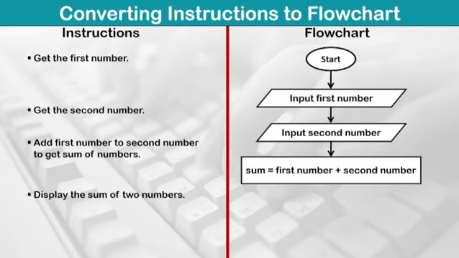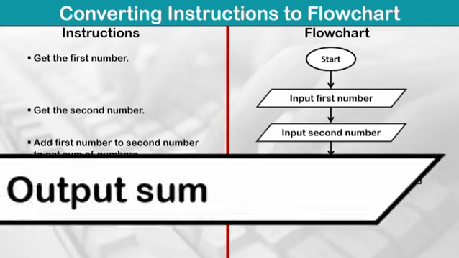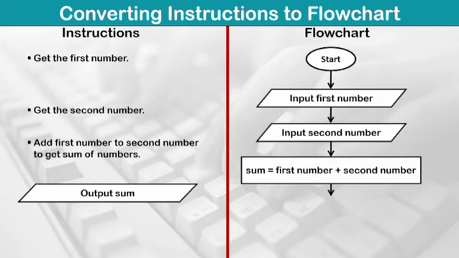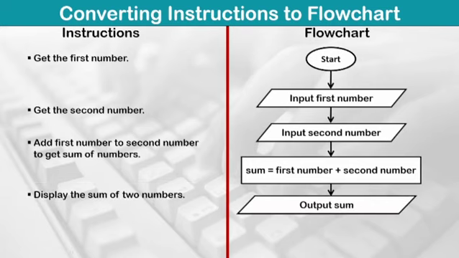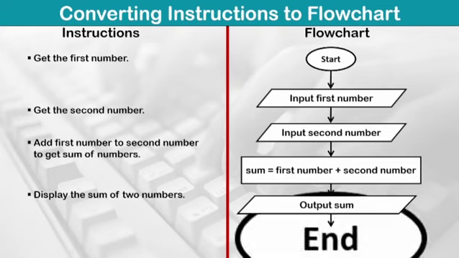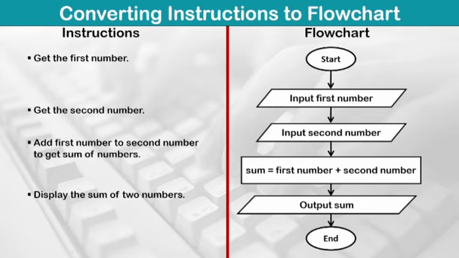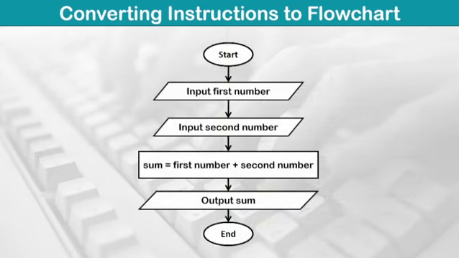The last stage, output, is represented using a parallelogram with the information to display written inside it. Our problem is solved. We can end the flowchart. This is how our final flowchart looks like.